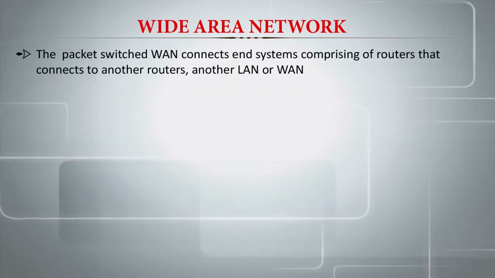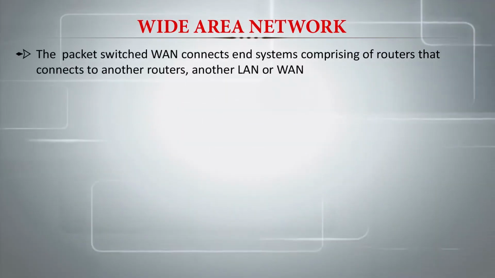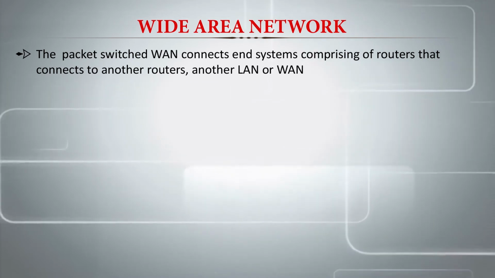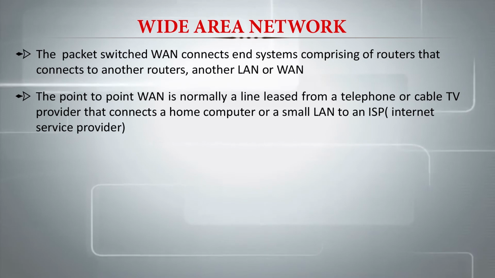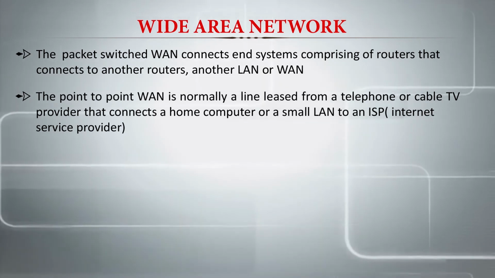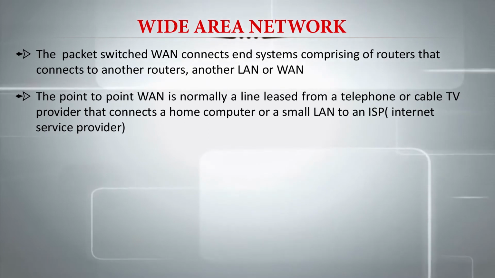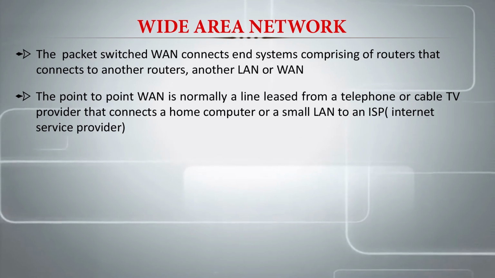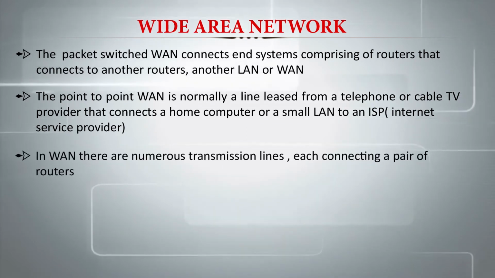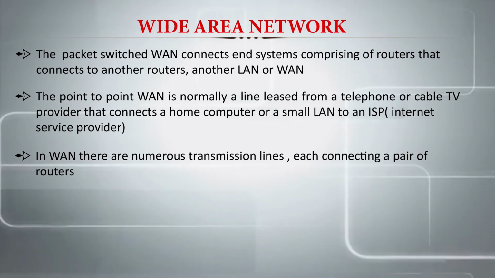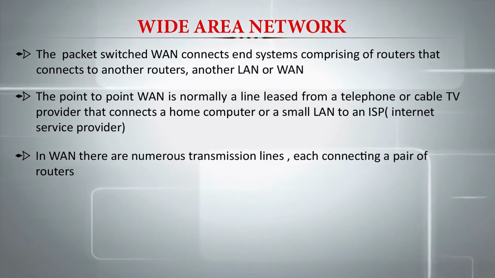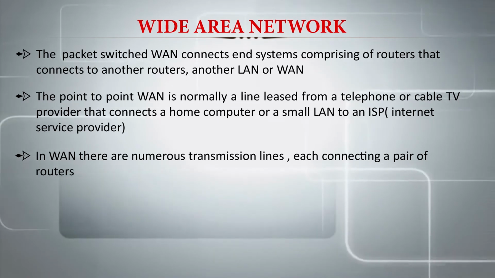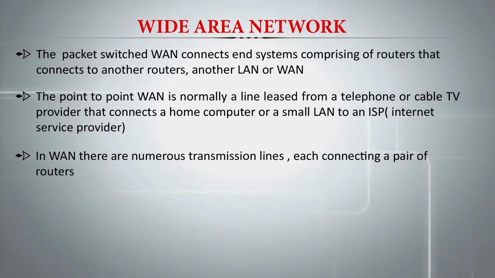Now WANs also can be classified. Sometimes we say packet switched WAN. The packet switched WAN connects end systems comprising routers that connect to another router, to another LAN or WAN. The point-to-point WAN is normally a line leased from a telephone line or cable TV provider that connects a home computer by a small line to an ISP. So these are the various examples one can think of. A WAN has numerous transmission lines, each connecting a pair of routers which connect to other LANs, connecting to another WAN. So multiple such networks exist in combination.